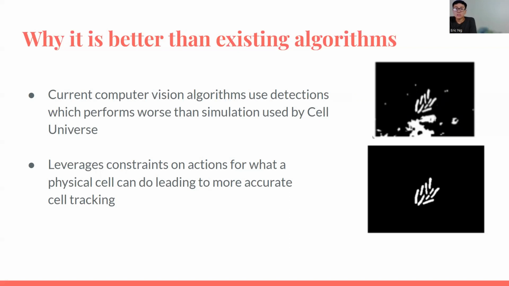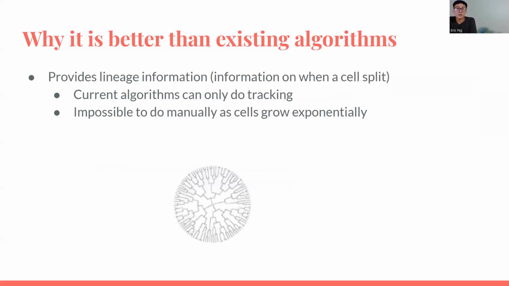our simulated cells. And we also leverage constraints on actions so that we can simulate what a physical cell is doing, and this leads to more accurate cell tracking. And we also provide lineage information, which is information on the cell split. So the history of where a cell came from.